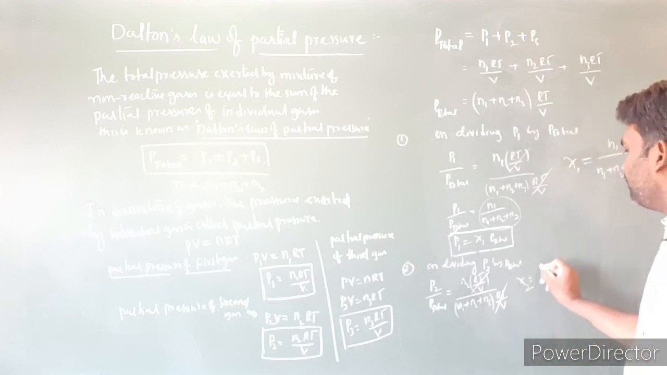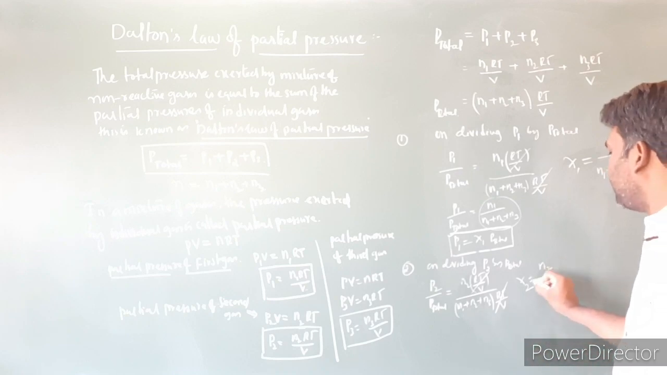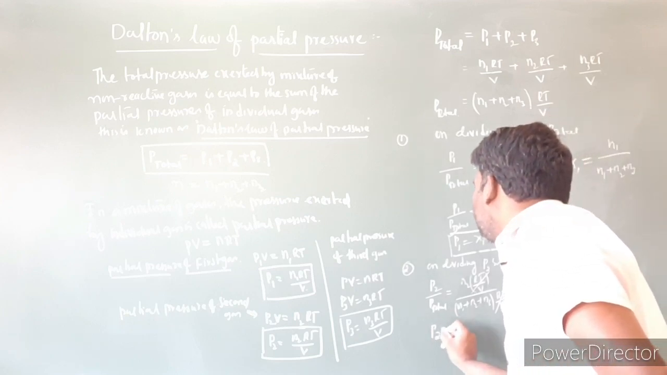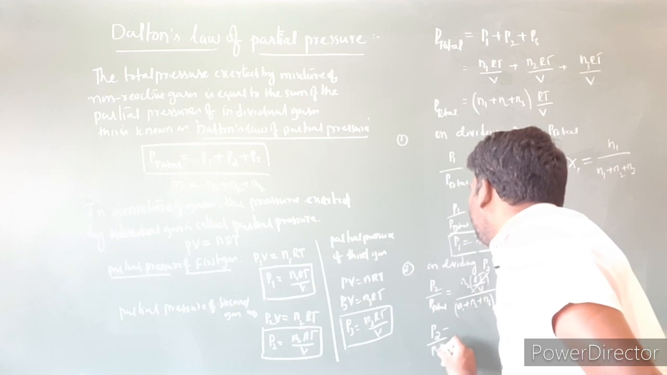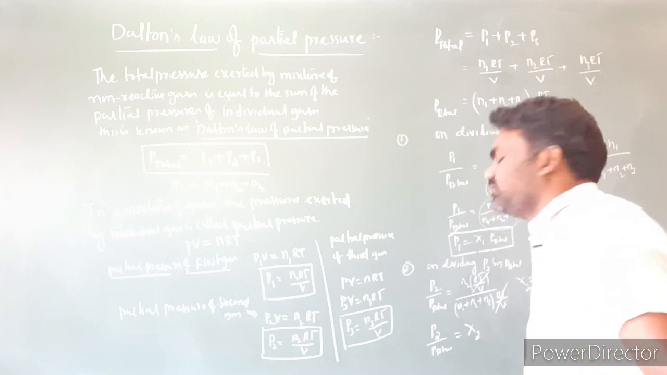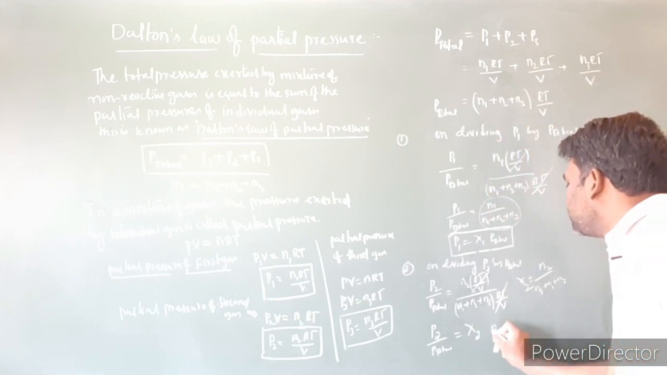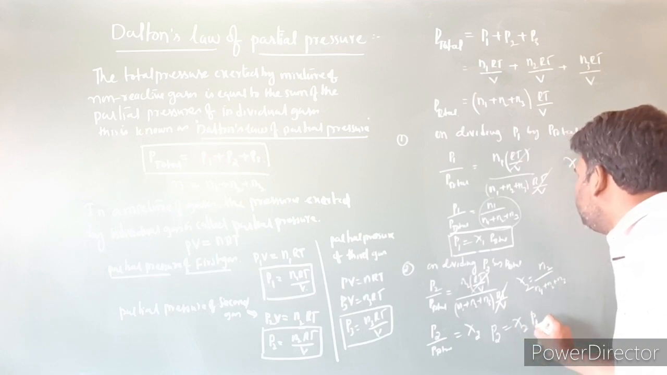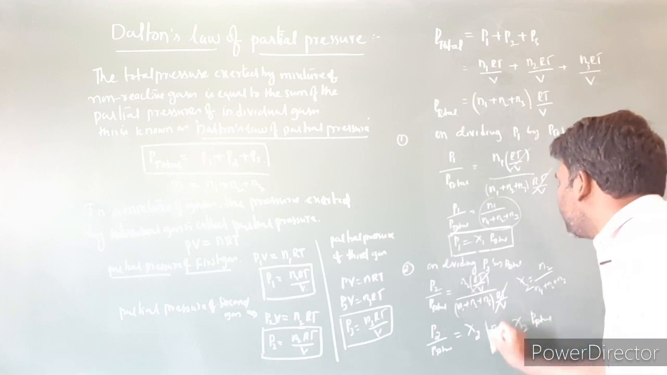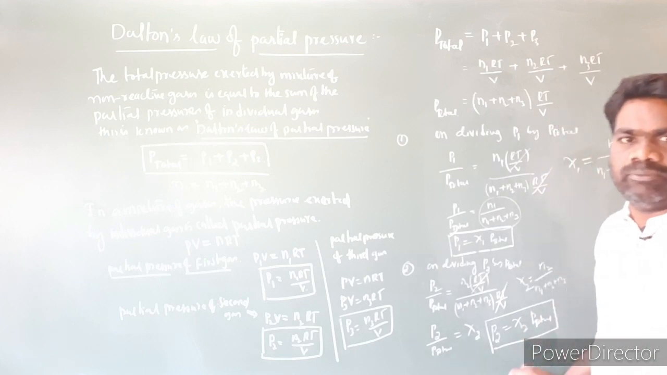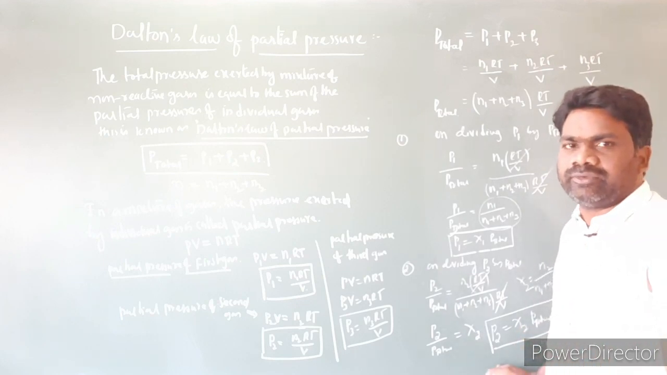So X2 is equal to the number of moles of the second gas by the total number of moles, N1 plus N2 plus N3, isn't it? Then P2 by P total is equal to the mole fraction X2. Then the partial pressure of the second gas, P2, is equal to the mole fraction of the second gas into P total. So by using this formula, we are able to calculate the partial pressure of the second gas.